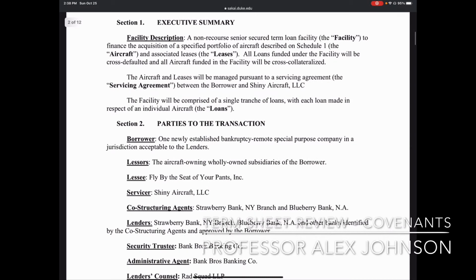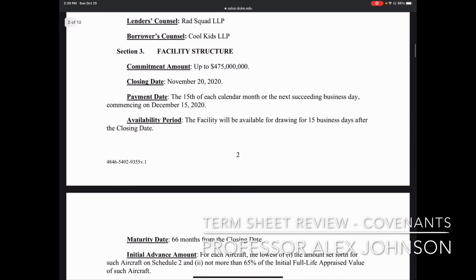In this term sheet, and all term sheets can be different as far as how they're laid out, but in this term sheet, we have the first section, which is an executive summary of the transaction, and the second section, which is a list of the parties to the transaction. This is mostly setting the stage for the transaction, but of course has many useful facts. None of these things are really covenants in here, but you're probably very familiar with these things at this point in the semester and in the transaction.